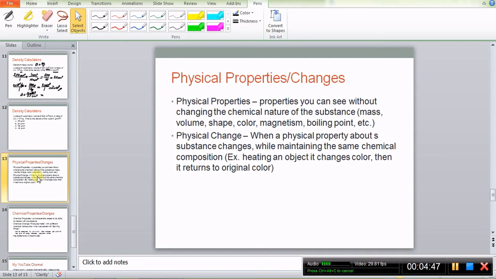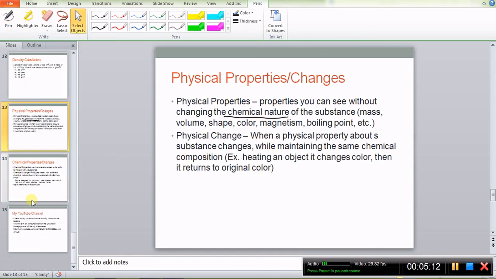It's still water. The chemical composition, that's the important thing, the chemical nature of it hasn't changed. It's still the same chemical formula. It's still H2O, right? If you heat an object and there's no chemical reaction that takes place, sometimes there is, but if you heat an object and you maintain the same chemical formula, then it's a physical change.